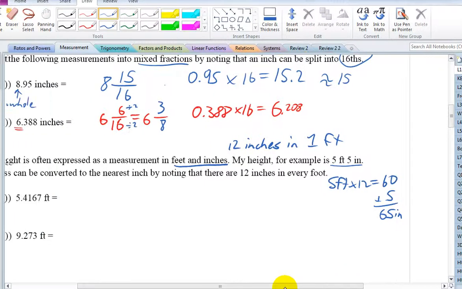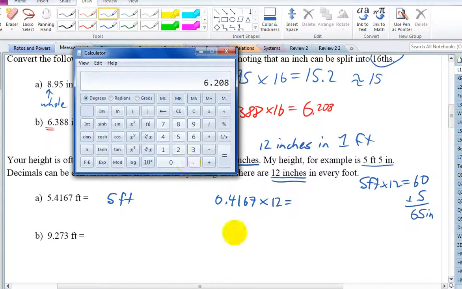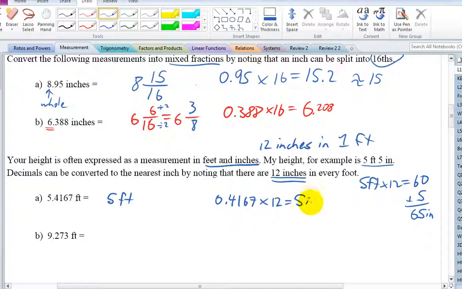So now we have 12 inches in 1 foot. So if we have 5.416 feet, how many whole number of feet do we have? 5. How many inches though? So now we're going to take our decimal, and we're not multiplying by 16, but we're multiplying by 12. So we've got to convert it into inches. And so we get 0.4167 times 12. That's going to be 5 inches.